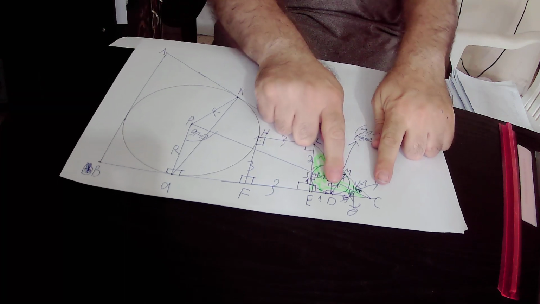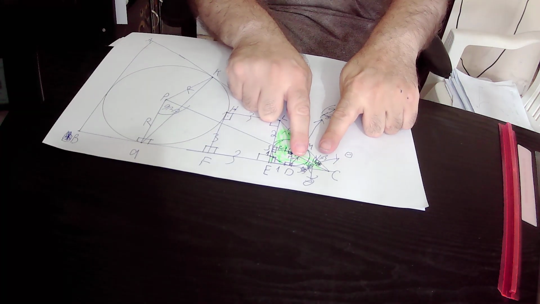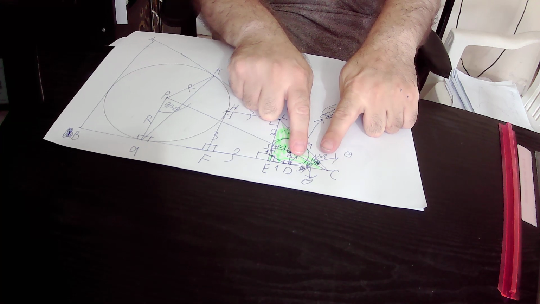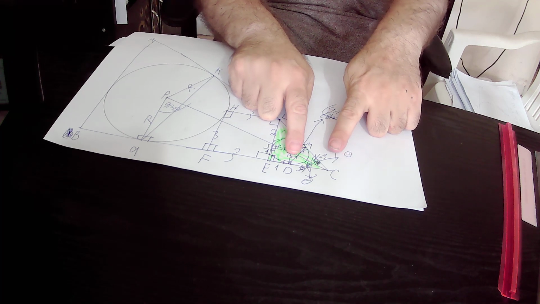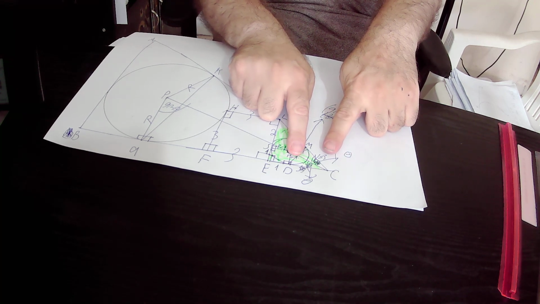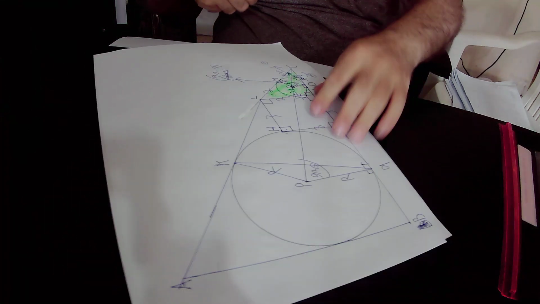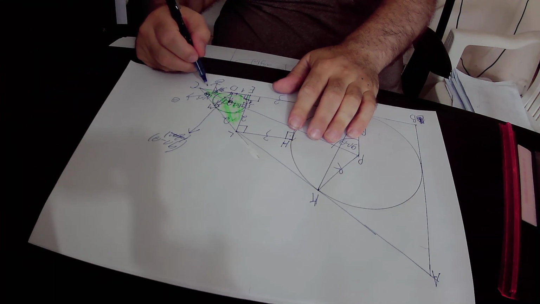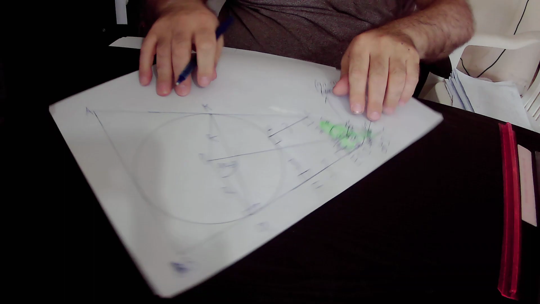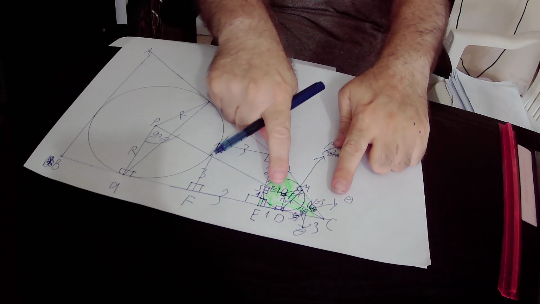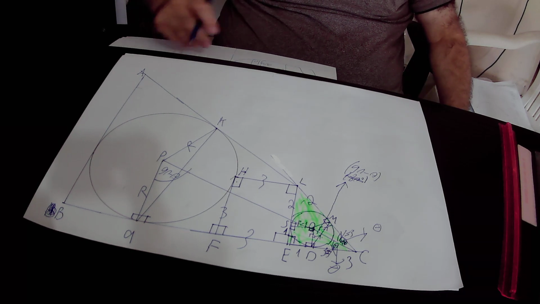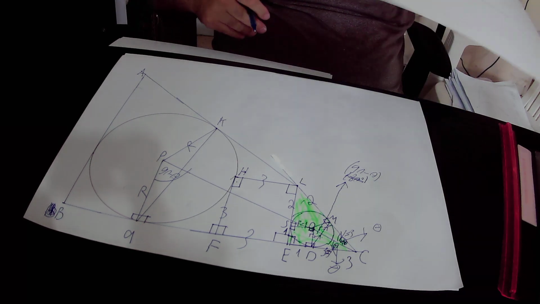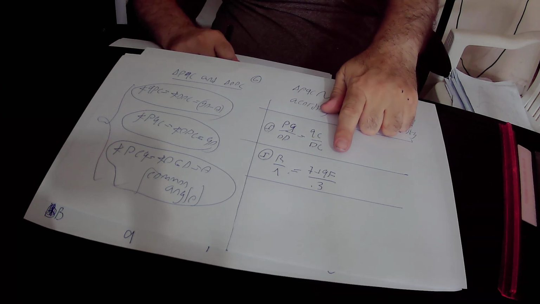What is the value of DC? Here, DC is not written clearly, but we found out that DC, that is equal to X, is equal to 3 units. We have already found out that DC equals 3 units. So we substitute DC by 3. So in conclusion, we found out that R equals 7 plus QF over 3.